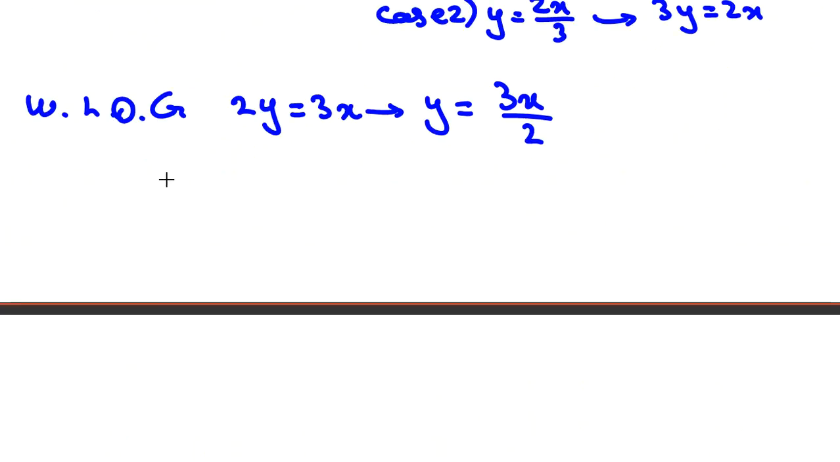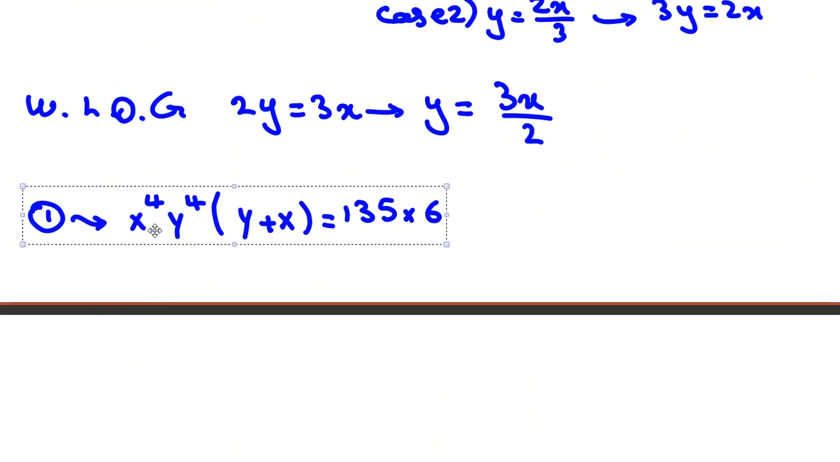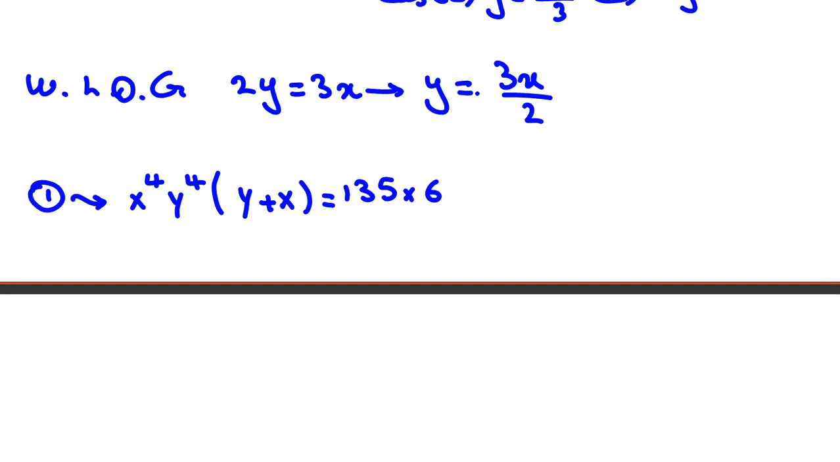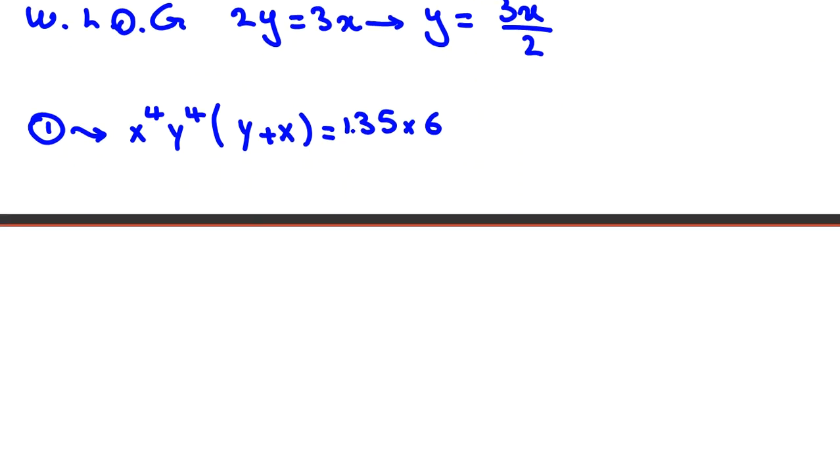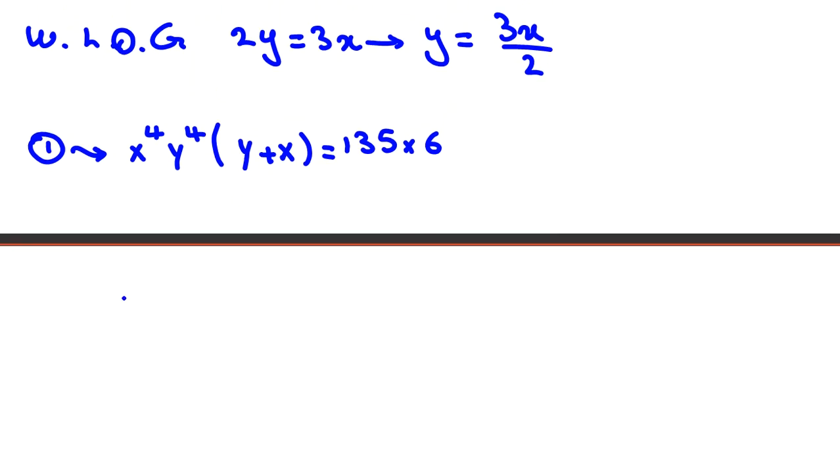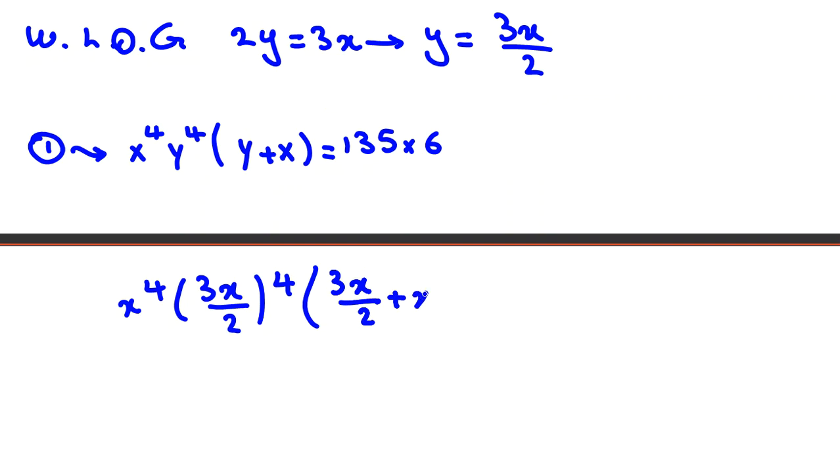Let's paste it here. Okay, so we replace y with 3x over 2. Finally, we could find one of them, for example y in terms of x. And in many problems I've solved hard problems with this idea, harder problems than this. So if I replace, let's see what we have. x to the 4, we have x. Instead of y, we replace (3x over 2) to the 4. Again, we replace y with 3x over 2 plus x. It equals what? 135 times 6.